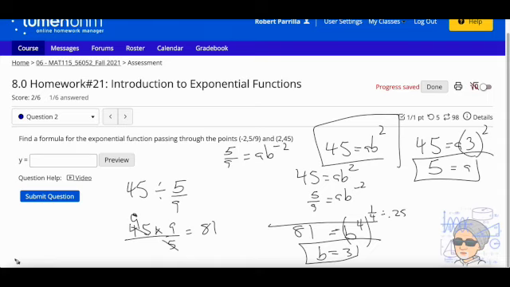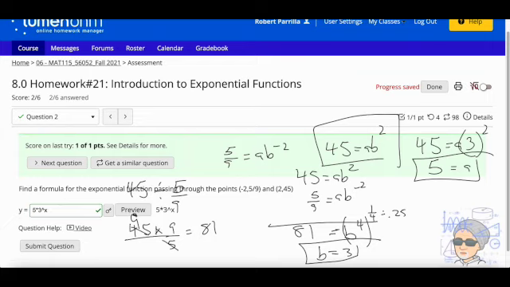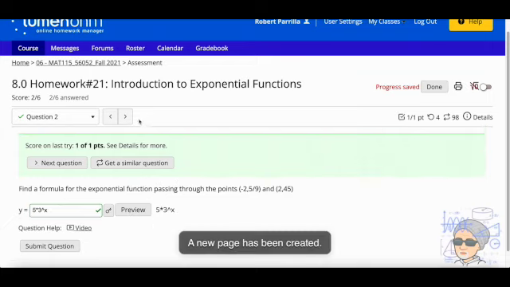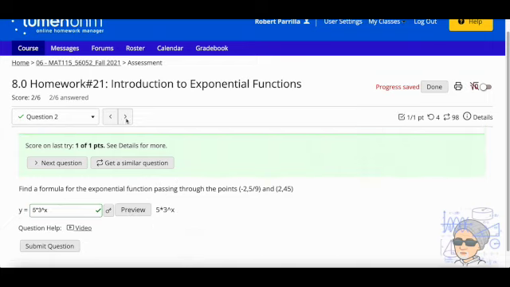The function will be, therefore, y is equal to 5 times 3 to the power of x. And that should work. Submitting tells us that is correct. I hope this is making sense. Please go slowly with these. We have 4 more questions to do.